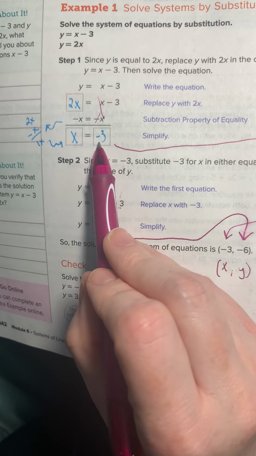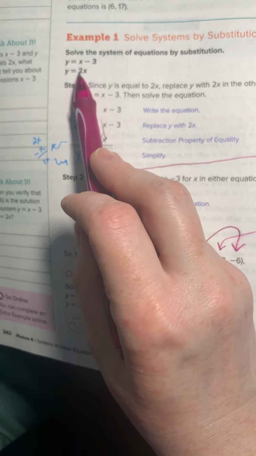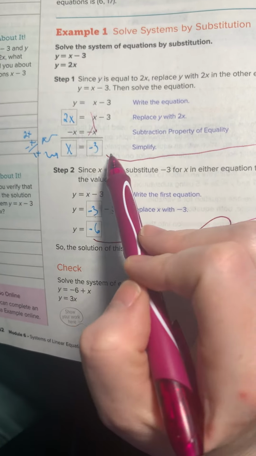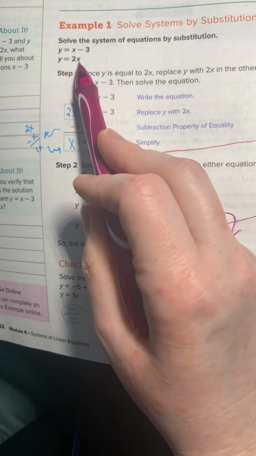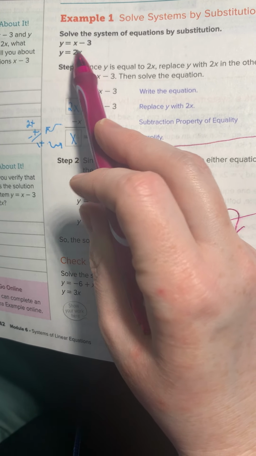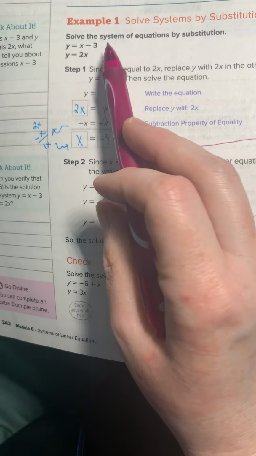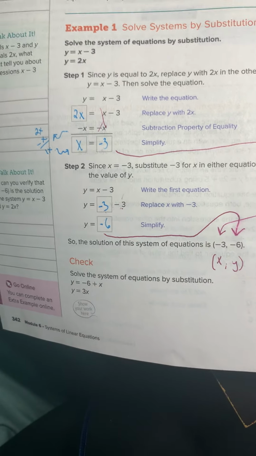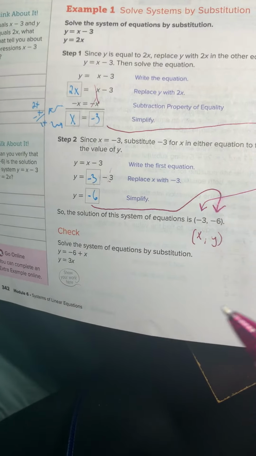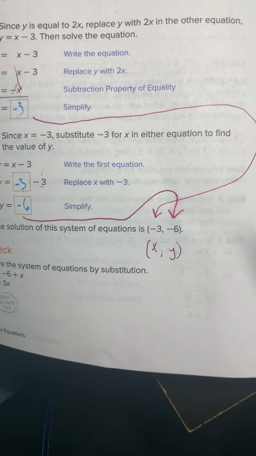If you were to take this and plug it into the other one, what's 2, and then what is x? -3. 2 times -3. 2 times 3 is 6. A positive times a negative is a negative. So it's still -6. See, it works either way. I just like to do the opposite, so I keep rolling.